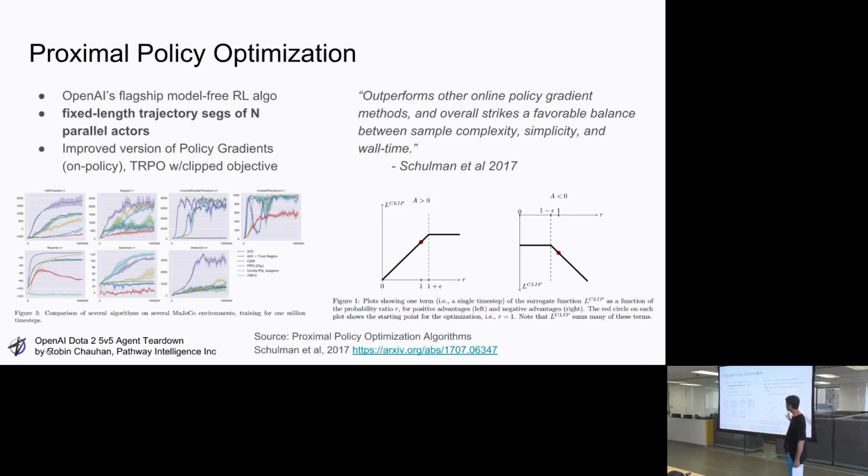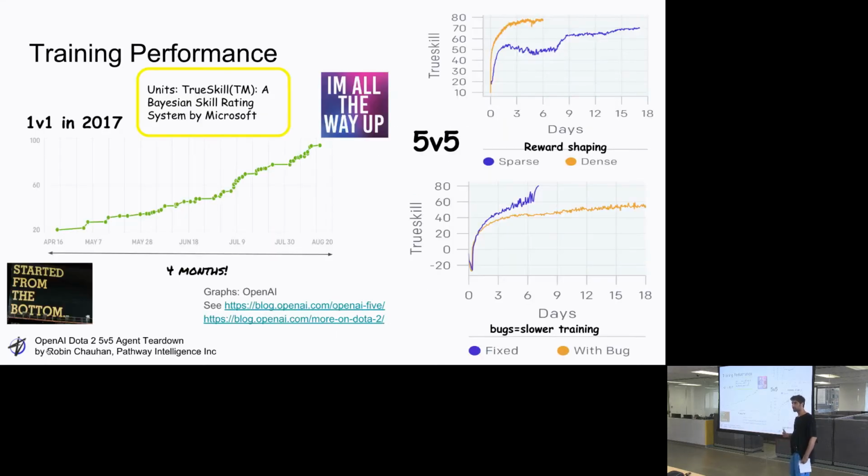And I'm not going to get too much into the details, but basically they clipped the loss function in this way that makes it a policy gradient method, but a lot more efficient than vanilla policy gradient. So you can see this is last year's 1 versus 1. They did a 1 versus 1 bot last year. That took 4 months. This is the 4-month performance, a relative performance from it rose that much.